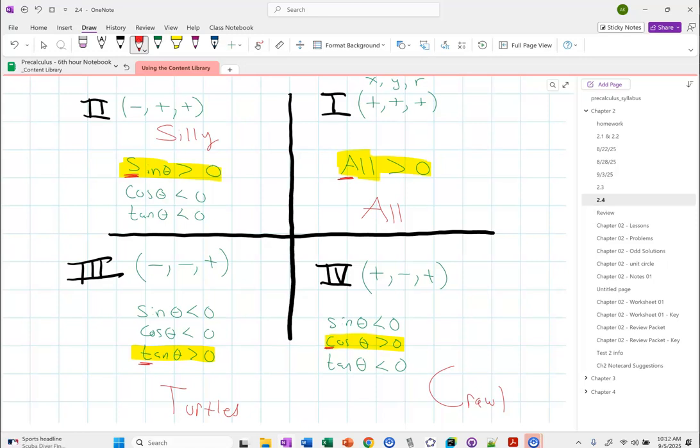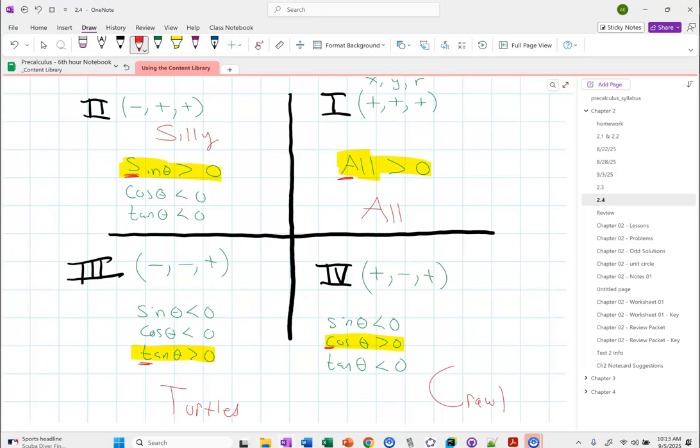But that's the idea. So A for quadrant 1, that means all of the trig functions are positive. S, quadrant 2, sine. Sine is positive, and its reciprocal. Quadrant 3, T for turtle. Tangent is positive, and its reciprocal. Quadrant 4, C. Cosine. Cosine is positive, and its reciprocal. Max, what's up? Sure, no problem. Is everybody okay with this?